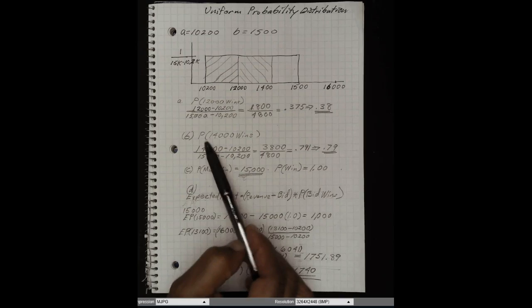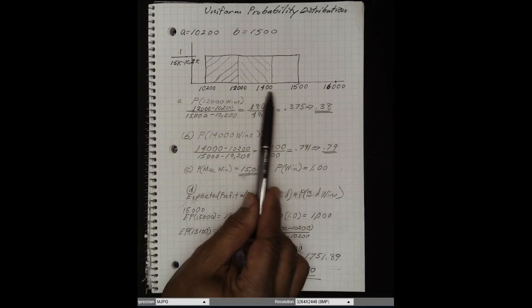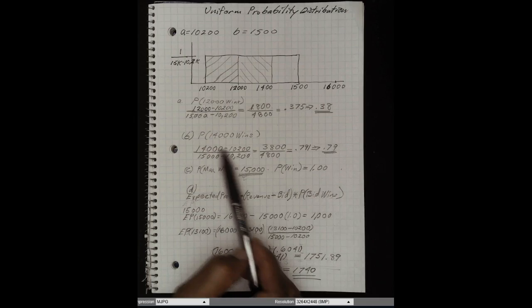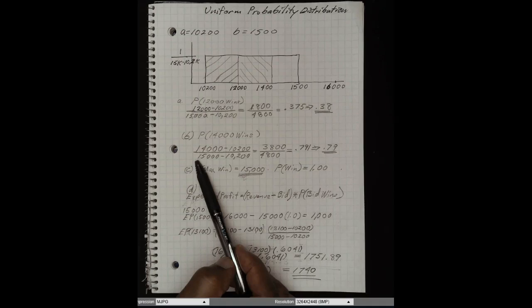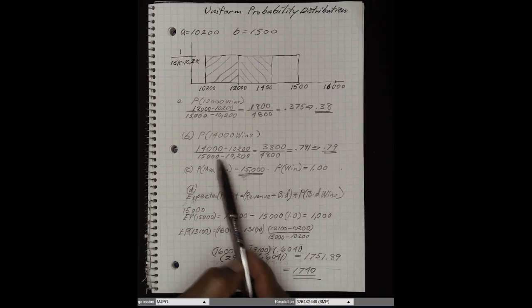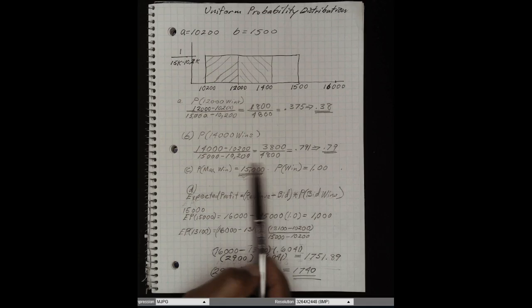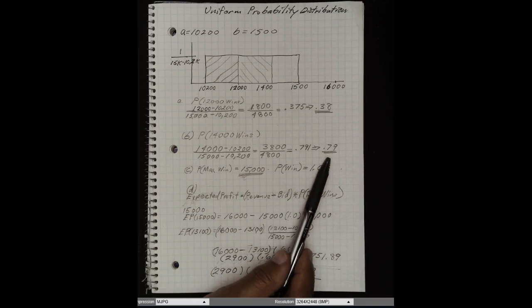For 14,000, same thing. It's simply this larger rectangle here that goes from 14,000 to 10,200, multiplied by the same ratio, 1 over the 15,000 minus 10,200. 3,800 over 4,800, 0.791, rounded to 2 decimal places, 0.79.